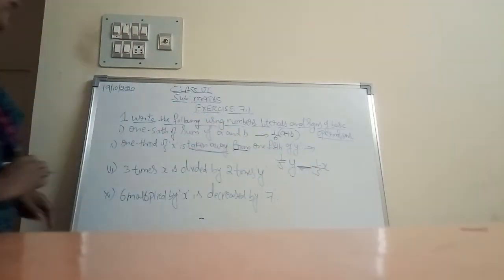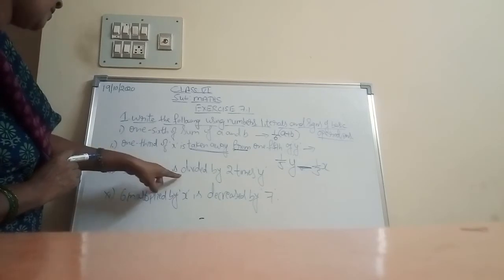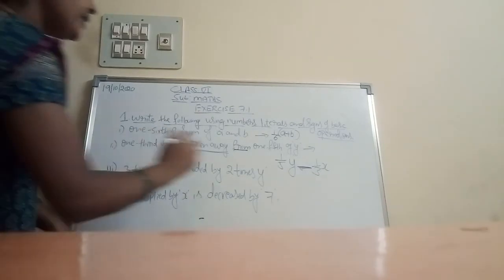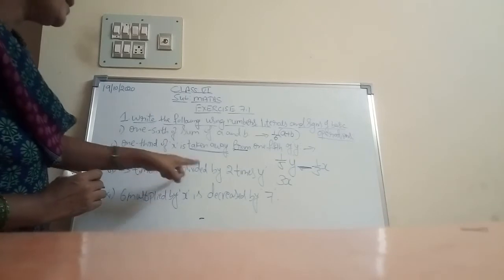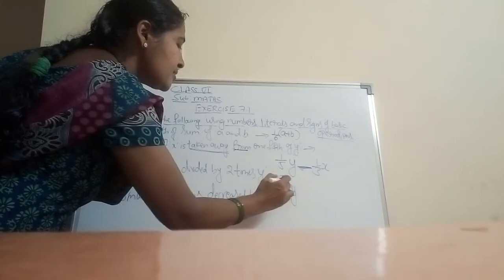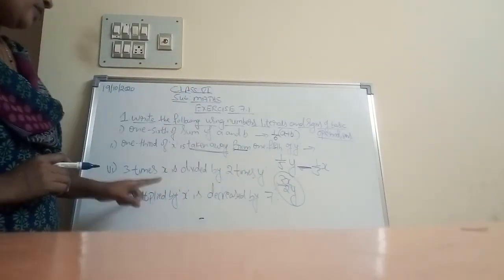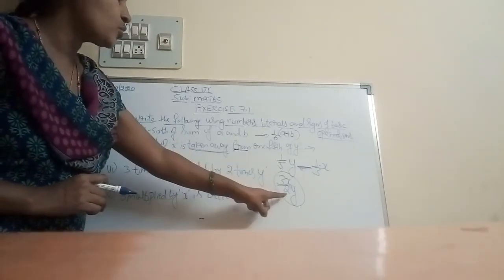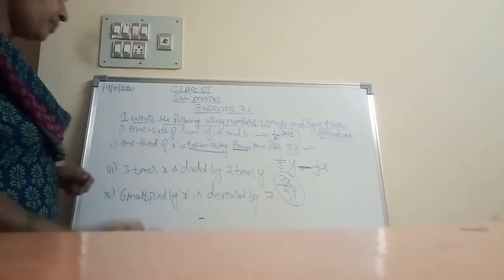Okay, children. Next. 3 times of X is divided by 2 times of Y. 3 times of X means 3X. 2 times of Y is 2Y. Divided by. So the answer is 3X by 2Y. Understood, children? 3X will be in the numerator and 2Y will be in the denominator.